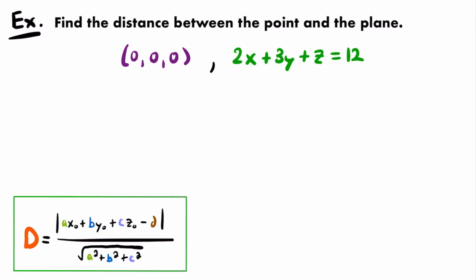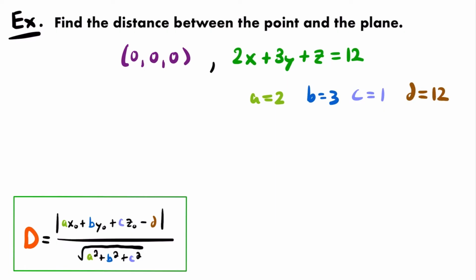Remember, a, b, and c are the components of the normal vector for this plane, which are the coefficients of x, y, and z from the plane equation. So in this case, those coefficients are 2, 3, and 1. So a is equal to 2, b is equal to 3, and c is equal to 1. And then, of course, the value of d is that constant value that those three terms are equal to. So d, in this case, is 12.